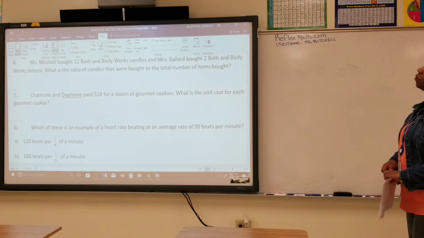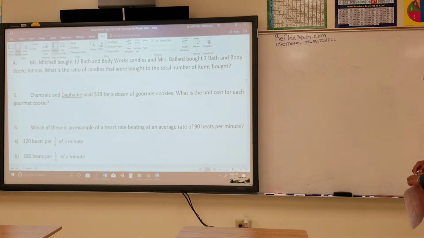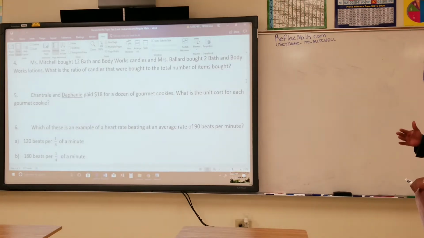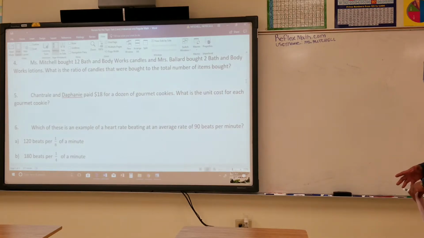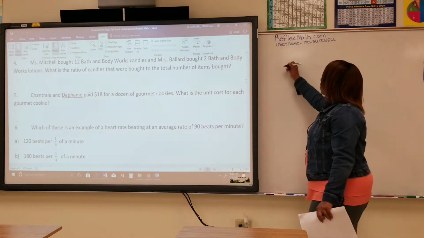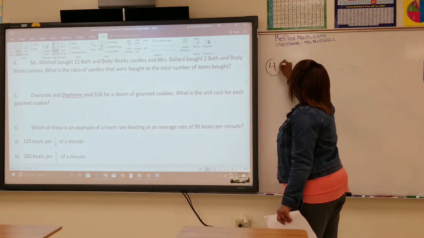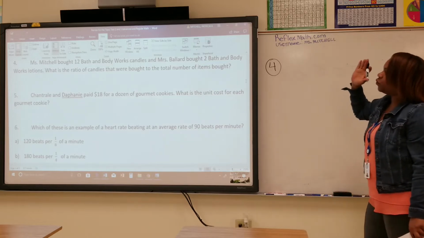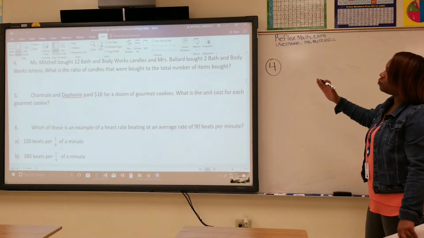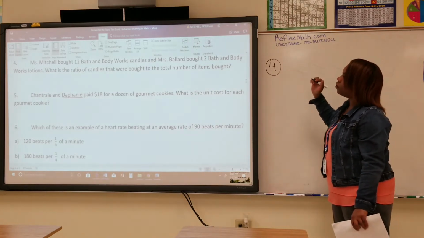All right, so it says Ms. Mitchell bought 12 Bath and Body Works candles and Ms. Ballard bought 2 Bath and Body Works lotions. But the question is, what is the ratio of candles that were bought to the total number of items bought? So this one is number 4. They asked for the ratio of candles that were bought. So how many candles were bought? 12.